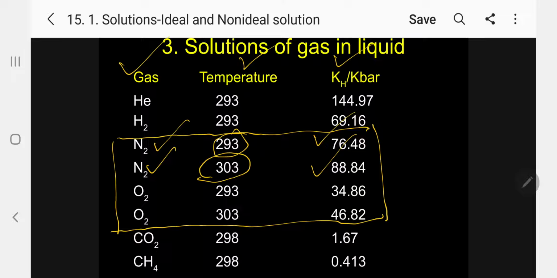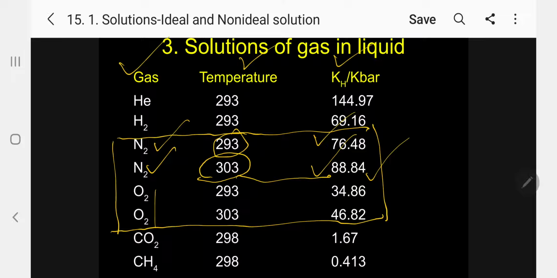Kindly follow. Higher the temperature, here in this case, the higher the KH value, and solubility will be less. So nitrogen's solubility is more at 293 and less at 303. When temperature increases, solubility decreases. That also we can explain in terms of KH: higher the KH value, solubility less. So temperature and KH we can correlate.